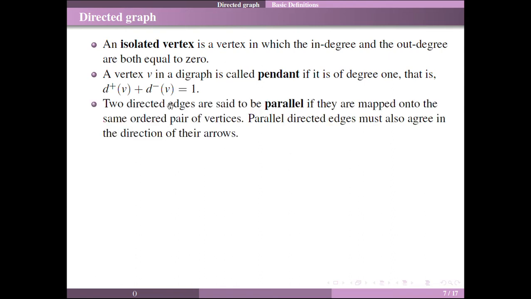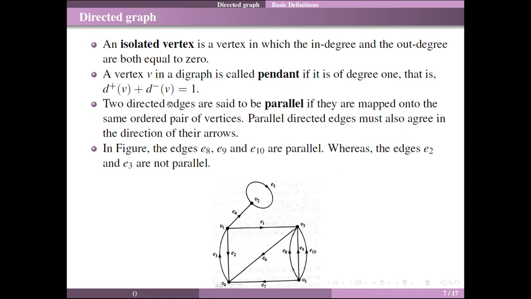Two directed edges are said to be parallel if they are mapped onto the same ordered pair of vertices. Parallel directed edges must also agree in the direction of their arrows. For example, if we consider this graph, edges E8, E9, E10 are parallel because all the three edges are oriented towards the same direction. Whereas if we see the edges E2 and E3, for an undirected graph, these two edges may be parallel, but for a directed graph these are two distinct edges and hence they are not parallel.